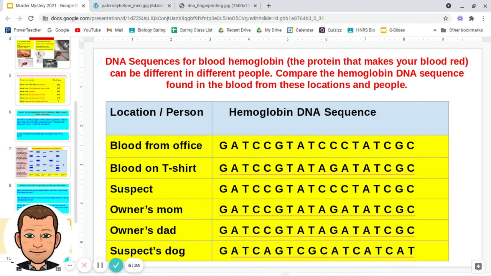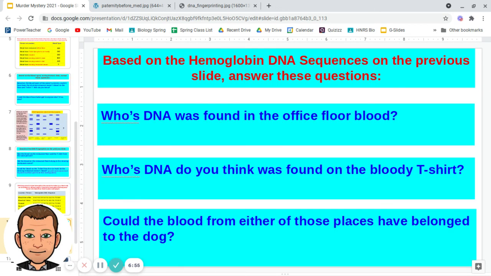And then there is DNA sequences from blood hemoglobin. DNA sequences can be different for each person, and sometimes you can find small differences even in something like blood hemoglobin when you're comparing one person to another or a person to a dog. And in this bit of evidence, you're looking at the blood from the office and the t-shirt again, from the suspect, from the owner's mom and dad, and we've included the DNA sequence from the suspect's dog on this one. You'll have some questions you've got to answer about that one.